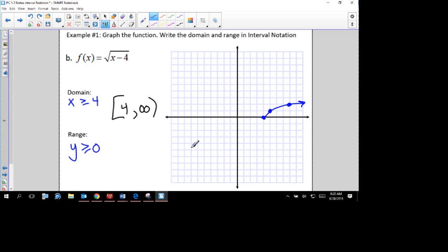And then the range, similar. It's going to start at 0 and go all the way up to positive infinity. So we'll have a bracket at 0 going to positive infinity.